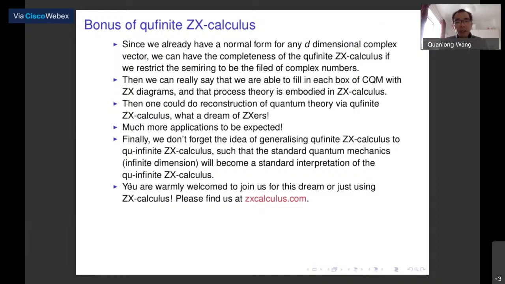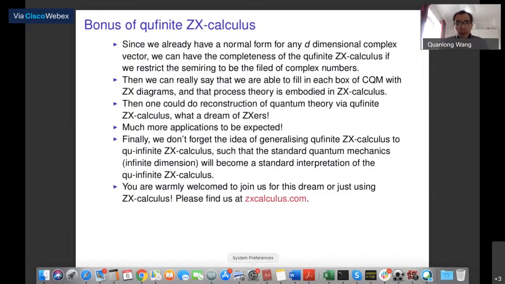Because for each qubit, for now, we have a normal form for them, as I just showed. So we would expect that using the same idea, we can have the completeness of the unified calculus, which I call the Q-finite ZS calculus. Especially if we restrict the semiring to the field of complex numbers, then we can fill in the CQM box, each box with a ZS diagram, because now we have all the finite dimensions in a single framework.